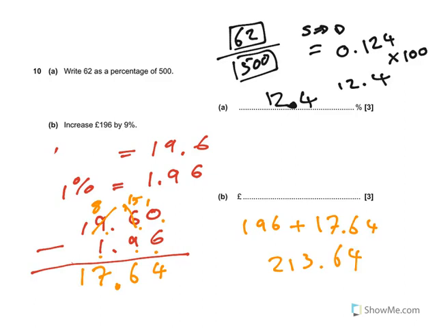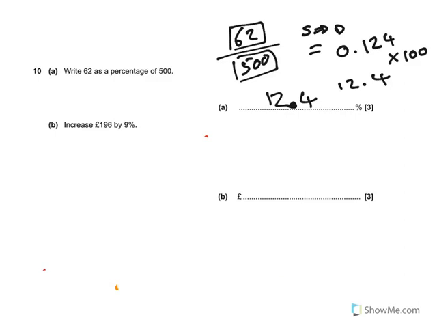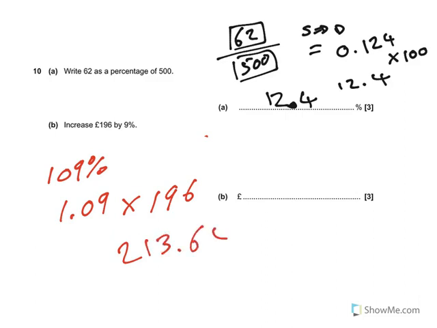And then a final method, which is probably the easiest method, but you need to know what we call the multiplier method. We ask ourselves, if 196 is 100%, we're going to increase by 9%, so we end up with 109%. What is that as a decimal? It's 1.09. We times that by 196. 196 times by 1.09 equals 213.64.